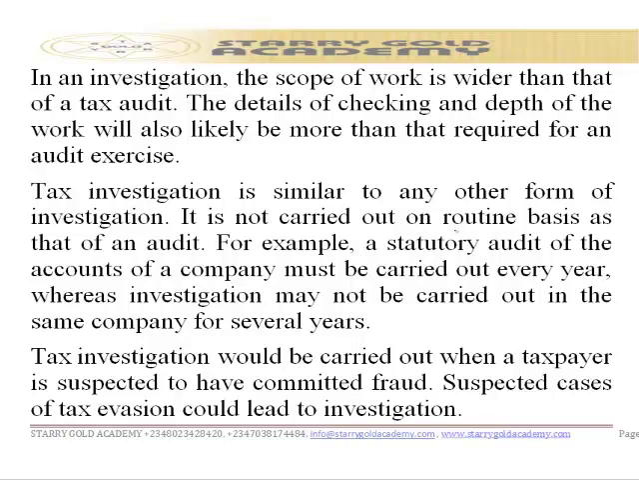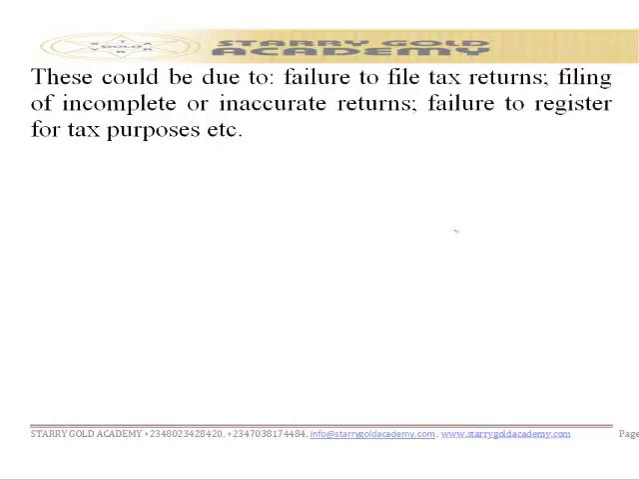When a taxpayer is suspected to have committed fraud, in what way could that be done? It could either be through tax evasion, or in the form of accounting shenanigans, that's window dressing. So by cooking your financials in a way to hide away from tax. So suspected cases of tax evasion could lead to investigation. This could be due to failure to file tax returns, filing of incomplete or inaccurate returns, failure to register for tax purposes, and more cases similar to this.